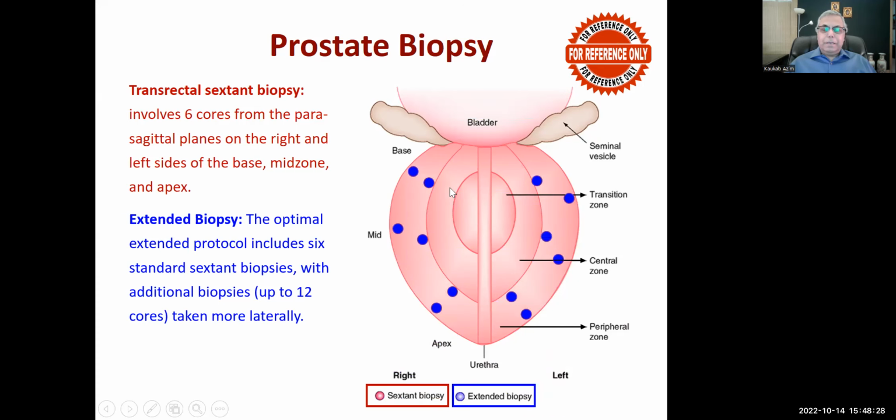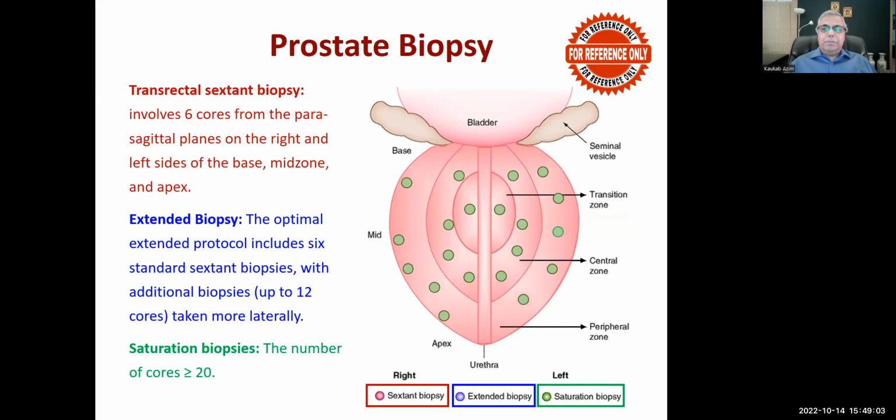And here is how it is done. So these 6 inner ones are the normal 6-core sextant biopsies, and more laterally we have obtained 6 more biopsies. But we said previously that even then we miss 20 to 30% of cancer. So some people obtain saturation biopsies, which means that the number of cores is 20 or more. But obviously with a larger number of biopsies, there is a higher risk of complications like bleeding.